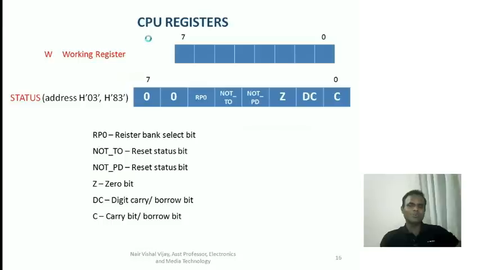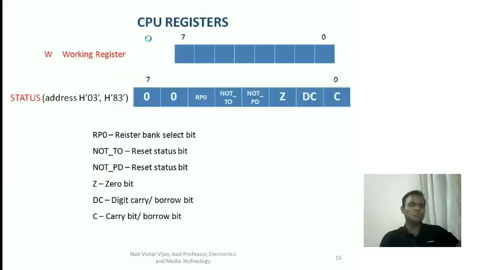And the next bit is a zero bit, which is set or reset based upon the value of a register in the RAM or your working register. Whenever the value there becomes 0, the zero bit is set. DC is digit carry bit. You can draw parallel between digit carry bit and auxiliary carry bit. You know what was an auxiliary carry bit? Whenever the lower nibble had a carry to a higher nibble, then the auxiliary carry bit was set. And this is the same function of digit carry bit. Whenever the lower nibble has a carry that will carry over to the higher nibble, digit carry bit is set.